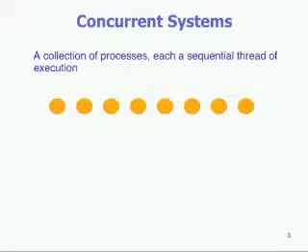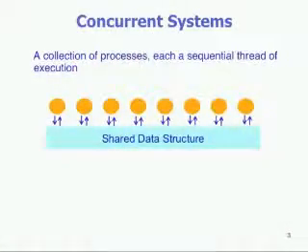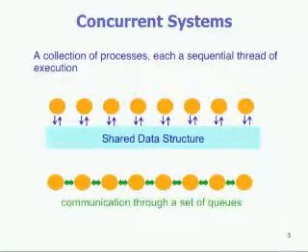So what is a concurrent software or concurrent system? Basically, it's a collection of processes. Each of them is a sequential thread of execution. So if we assume all of these orange bullets are a process or a thread of execution, then they either communicate through a shared data structure, or if they are distributed, they usually communicate through a bunch of communication channels.